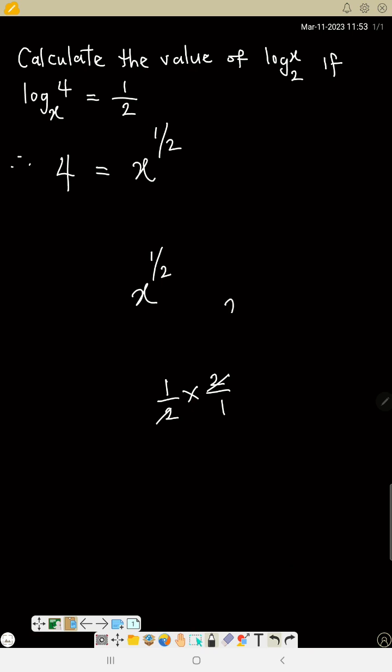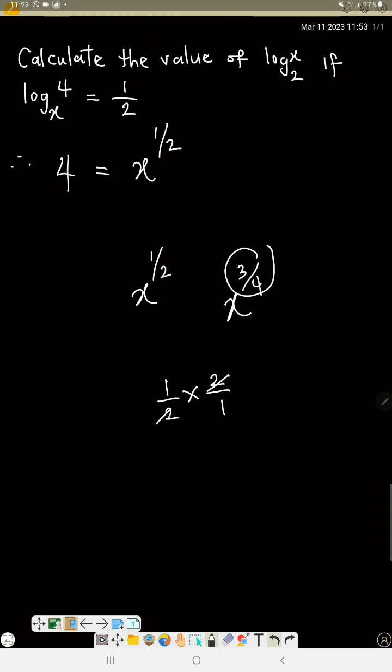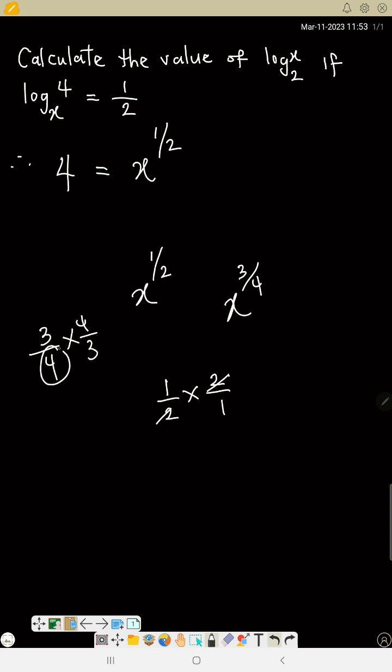So if the power is s raised to power 3 over 4, how can you remove this power? Just multiply by the reciprocal of the power. So the power is 3 over 4, and I will say 3 over 4 times 4 over 3. You turn it upside down. That is how you can remove a power, so this can cancel out.